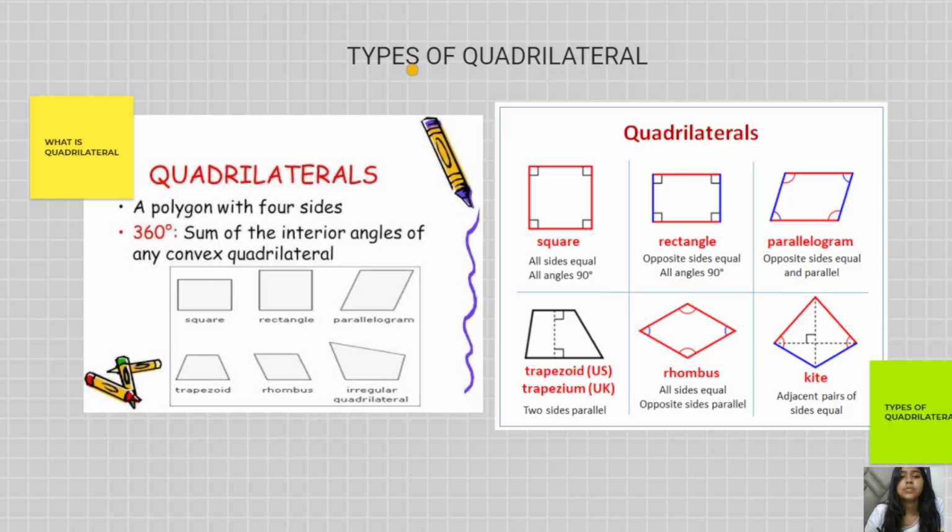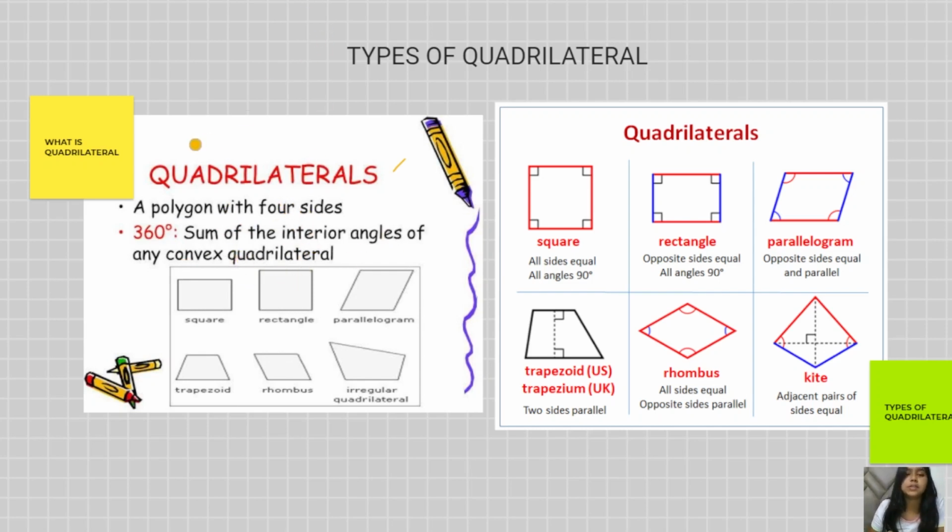Okay, so let's begin with what a quadrilateral is and what the types of quadrilaterals are that you have to study in your class 9th or standard 9th. Before that, we have to know the definition of quadrilateral. A quadrilateral is a polygon. A polygon is basically any shape having more than two sides. Here, a polygon with four sides. 360 degrees is the sum of the interior angles of any convex quadrilateral.